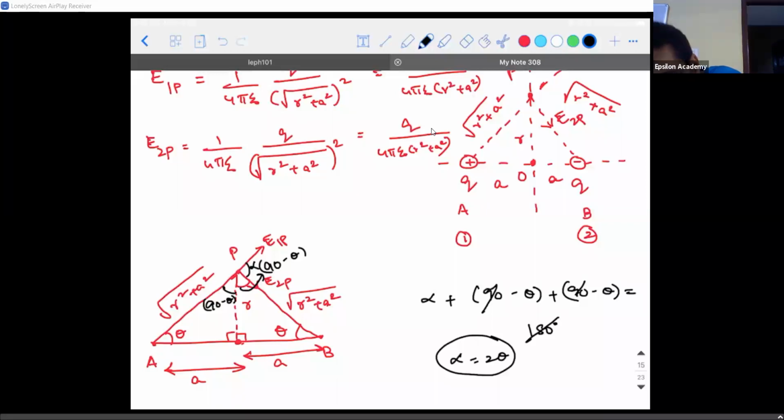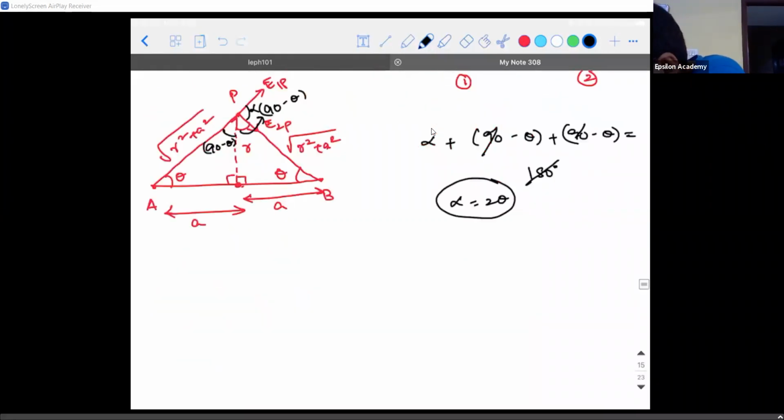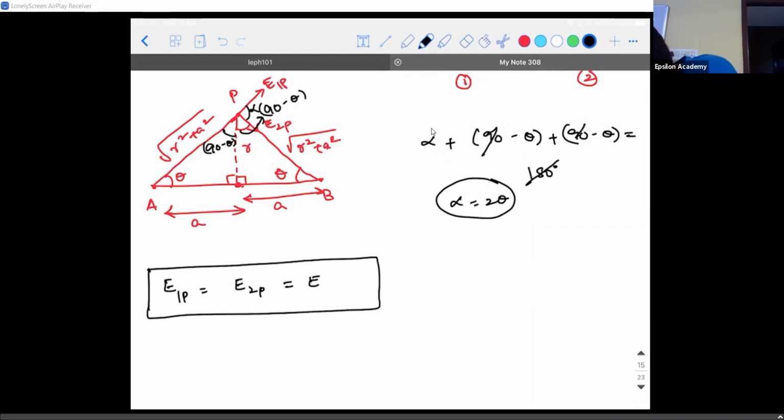Are you able to understand? So if the base angles are theta and theta, the angle between E1P and E2P will be 2 theta. Now listen. If you observe one thing, magnitude of E1P is equal to magnitude of E2P is equal to E. If I call it as E, then at point P, one electric field is like this, the other electric field is like this, and the angle between them is 2 theta, correct?